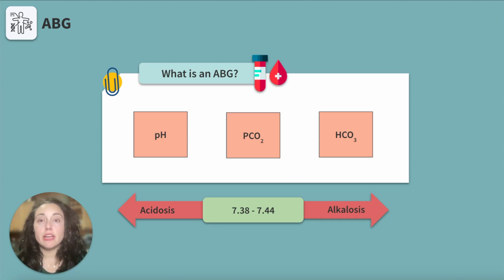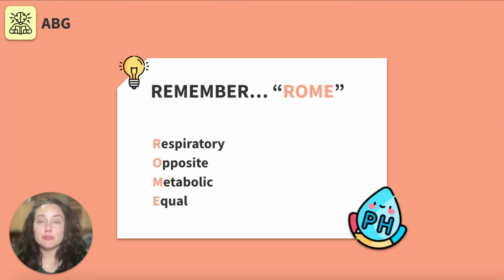A helpful method for ABG value interpretation is the mnemonic ROME. Have you heard of this before? Any ideas of what it stands for? Yeah. Respiratory, opposite, metabolic, equal. But how do we use ROME?